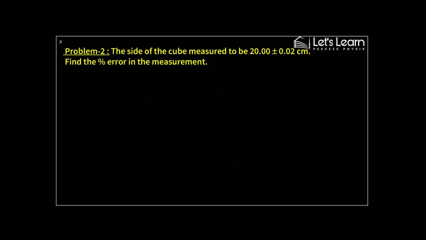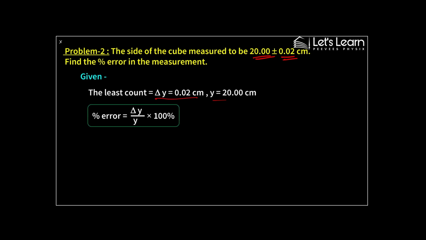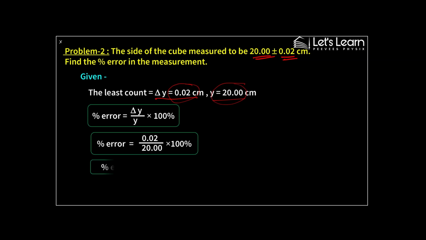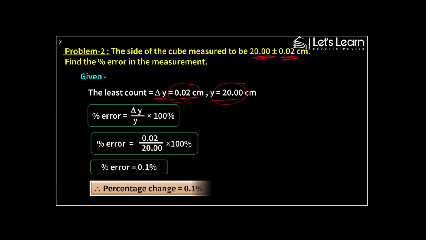We go for another question. The side of a cube is measured as 20. So this is the true value. This is the absolute error. And they wanted the percentage error in the measurement. Absolute error 0.02. True value 20. For the percentage error, take the ratio between the two. 0.02 divided by 20 times 100, which will give you 0.1 percent.